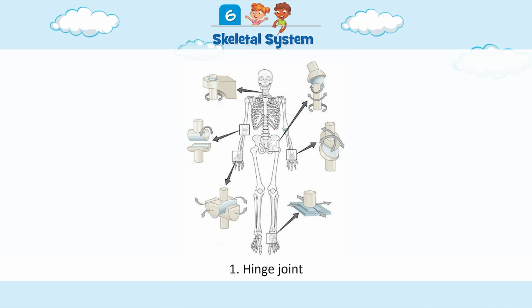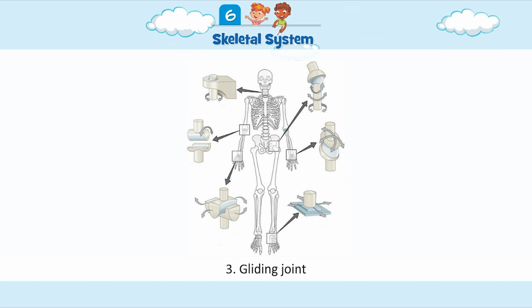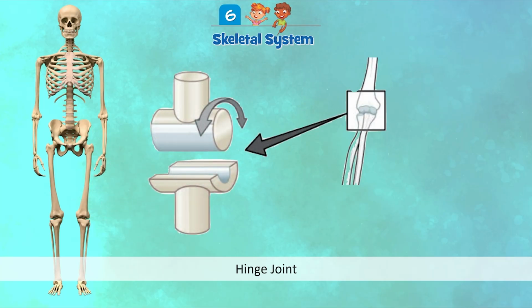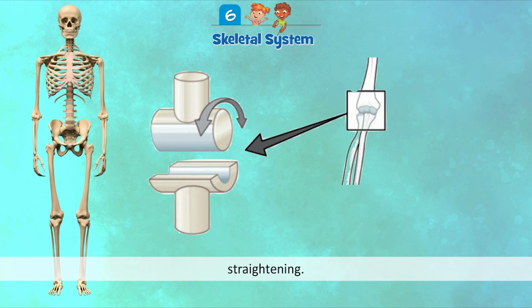1. Hinge joint. 2. Ball and socket joint. 3. Gliding joint. 4. Pivot joint. Hinge joint. A hinge joint allows only back and forth movements such as bending and straightening.